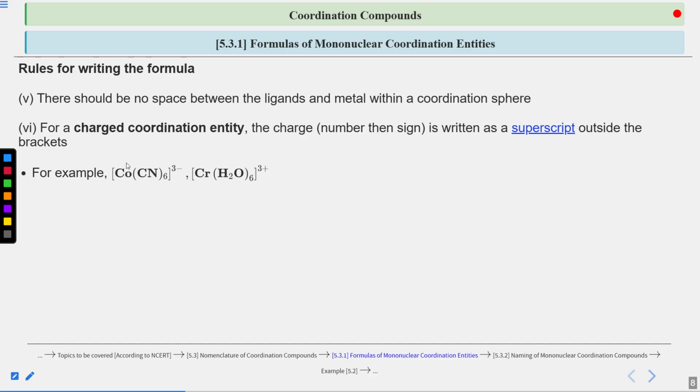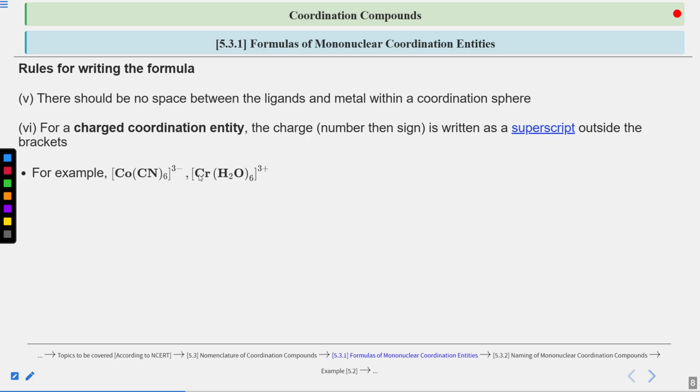Now, for example, we have cobalt CN 6, whole 3 negative. So we have a charged coordination entity. The charge is 3 negative. So we write the 3 negative as a superscript outside of the square bracket, and also in the manner of number and then sign, 3 negative.